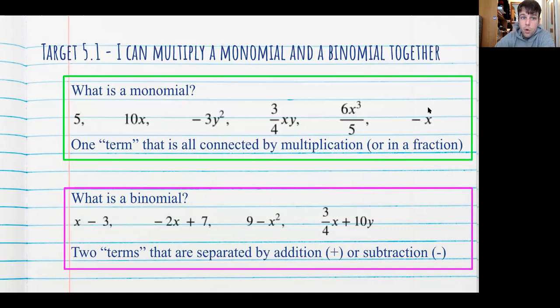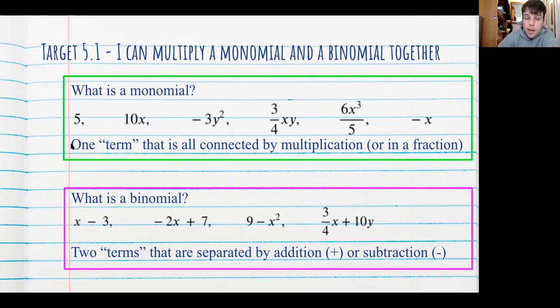All right, so again, here is our target 5.1, the one we're going to be focusing on. I can multiply a monomial and a binomial together. So let's look at these vocabulary terms here: monomial and binomial. These may be new to you, they may not be new to you, or maybe they just are new as words, but you're kind of familiar with what we're talking about.